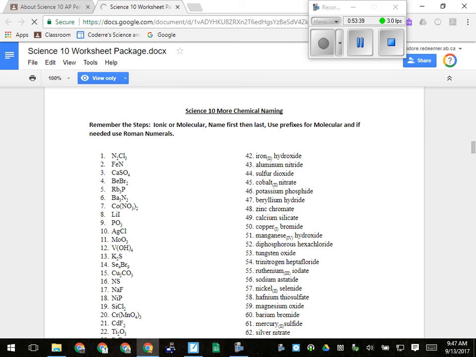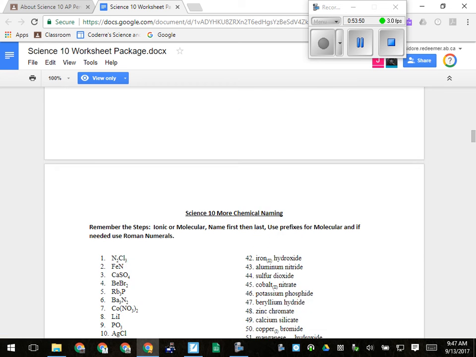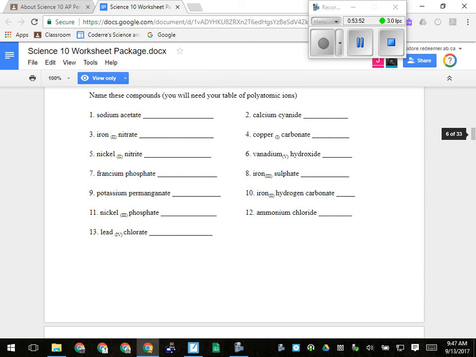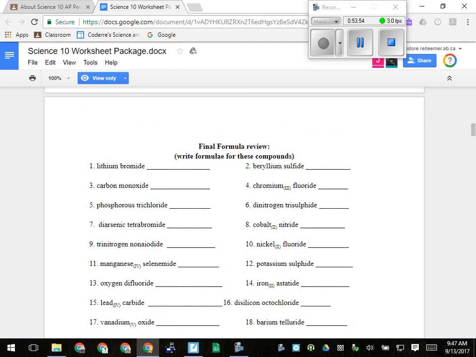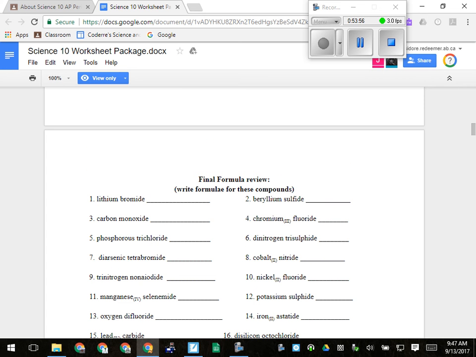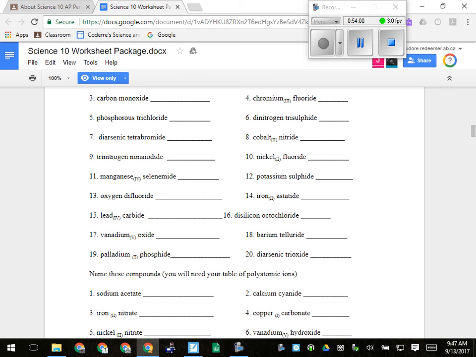They've got a mixture here, and I'll put the keys for both of those in the stream in Google Classroom in a minute. So you'll have access to those right away, and then you can check as you go. I'll also put the keys up on the board. No, this says final formula review, write formula for these compounds, and then name these compounds down below that. It's on page 6.